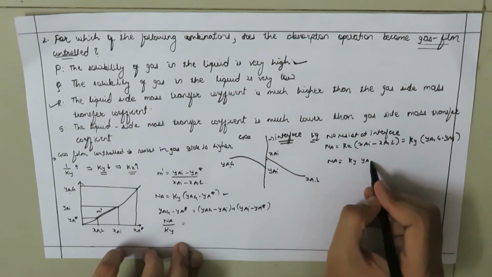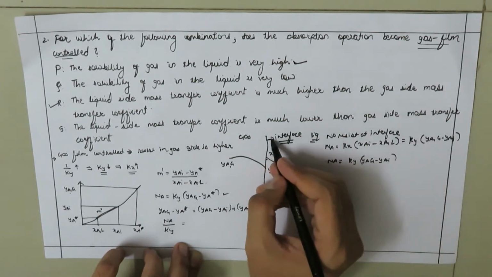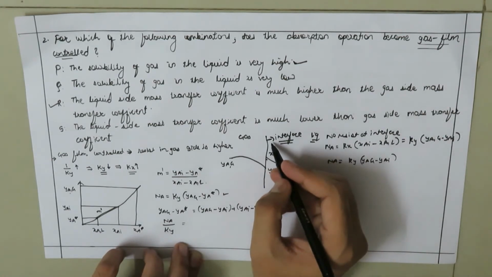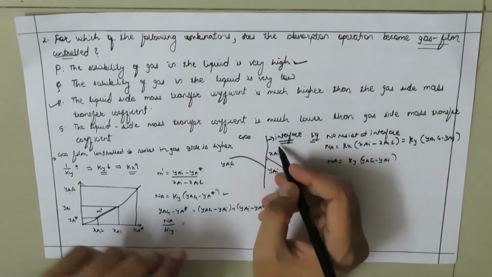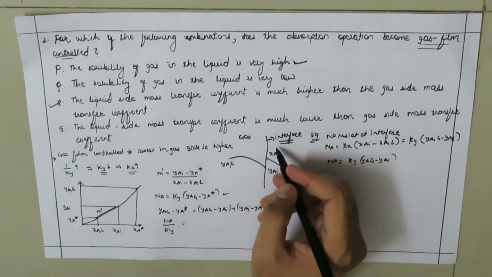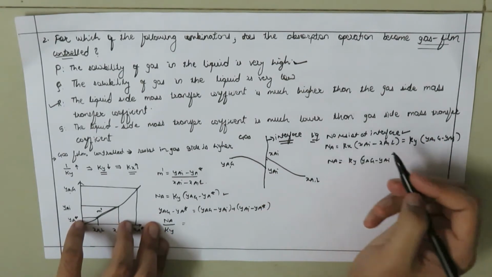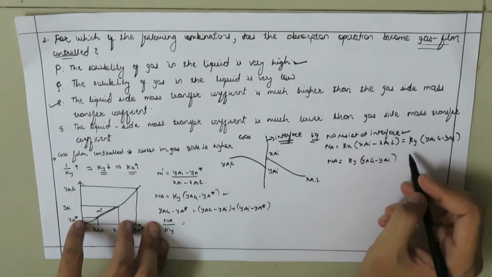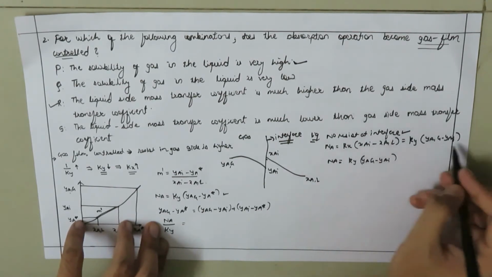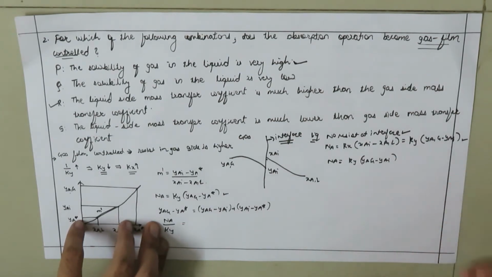So we know that NA is equal to ky times yAG minus yAi, and we have another assumption that at the interface the composition of the component A in the gas phase and the liquid phase are in equilibrium. So here we have the first assumption, that is, there should be no resistance at interface, and the second assumption is the diffusional flux in the gas and liquid are equal, and the third assumption is the composition of the component A in the gas phase and liquid phase is in equilibrium.